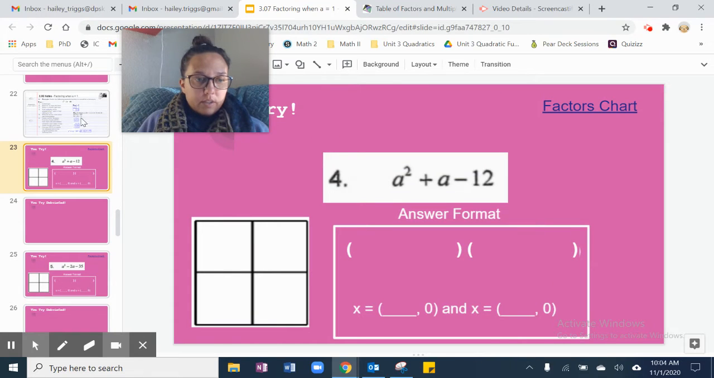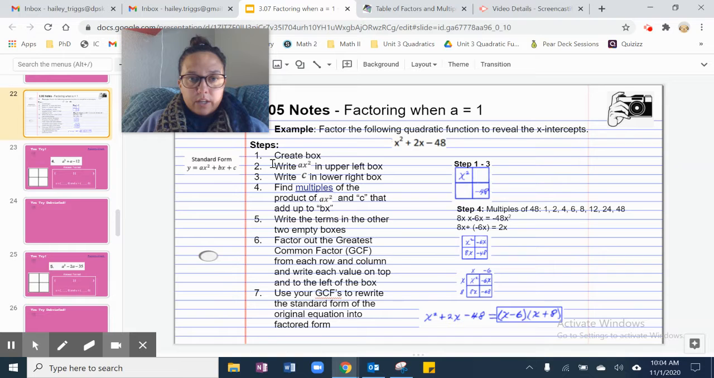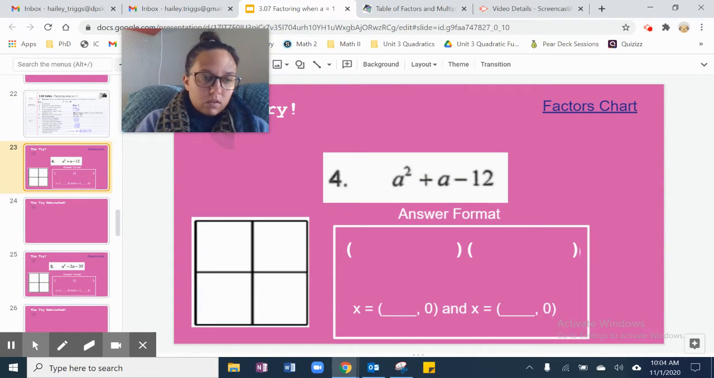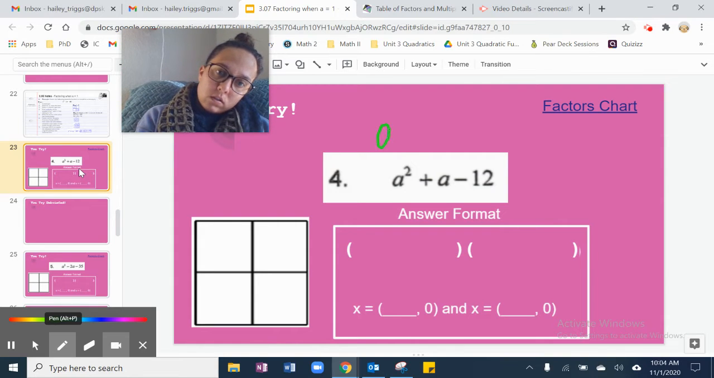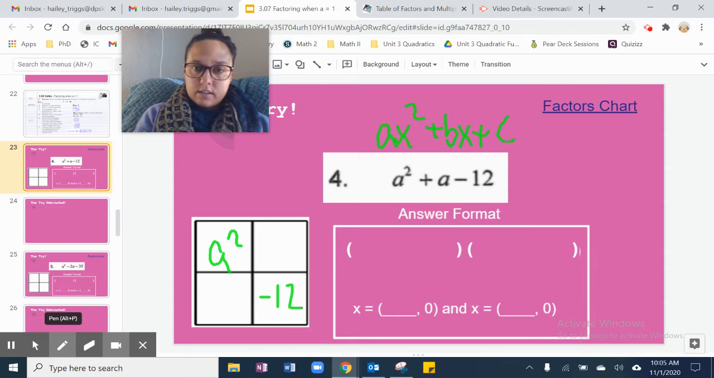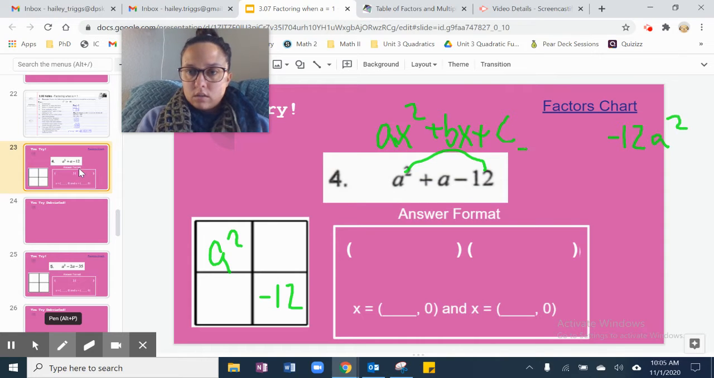So our first step is to write ax squared in the upper right and c in the lower left. So a squared and negative 12. Our second step is to multiply our first and last term, which gives us negative 12a squared. So we want to know what multiplies to this and then adds to our b term.